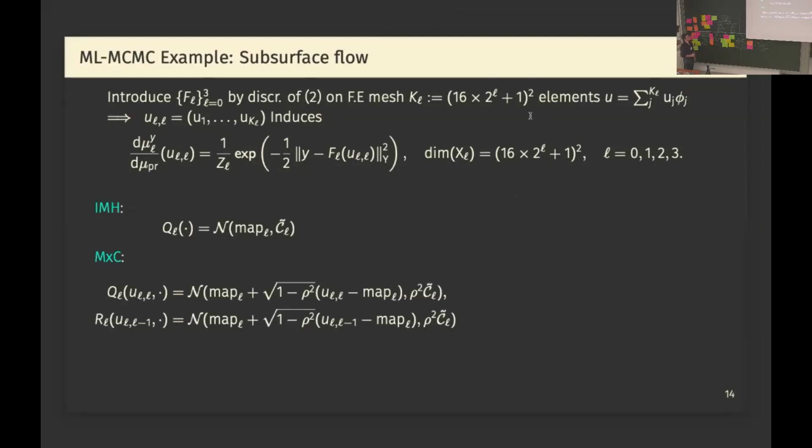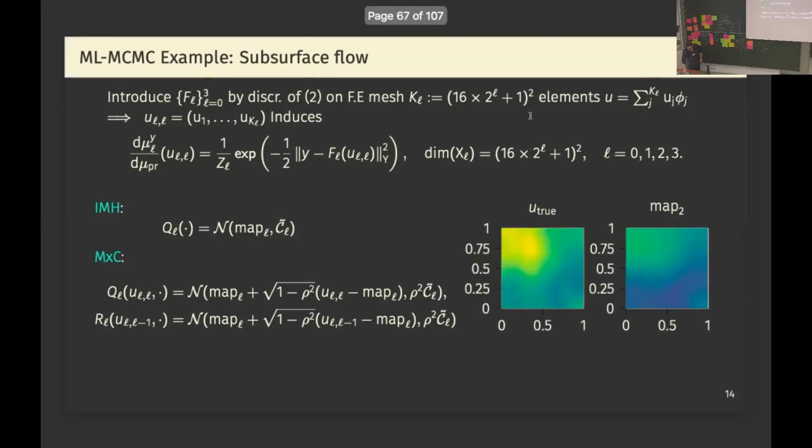In particular, we compared our IMH algorithm using a Laplace approximation and our maximal coupling algorithm using this generalized preconditioned Crank-Nicolson, kind of like a shifted Crank-Nicolson that takes information from the Laplace approximation. Just to illustrate what this MAP, this maximum a posteriori point, looks like: if this is U true, the MAP at level 2 looks like this. So you see that it gets the most relevant features of it.